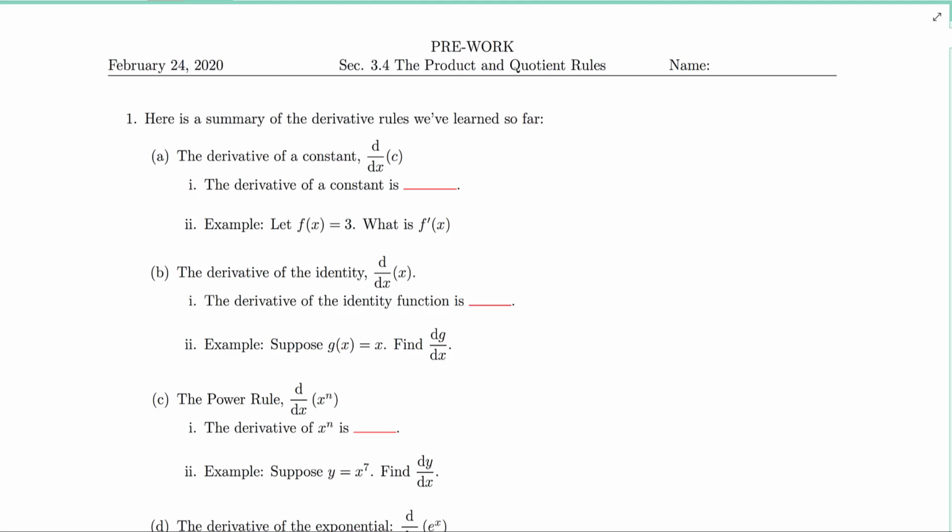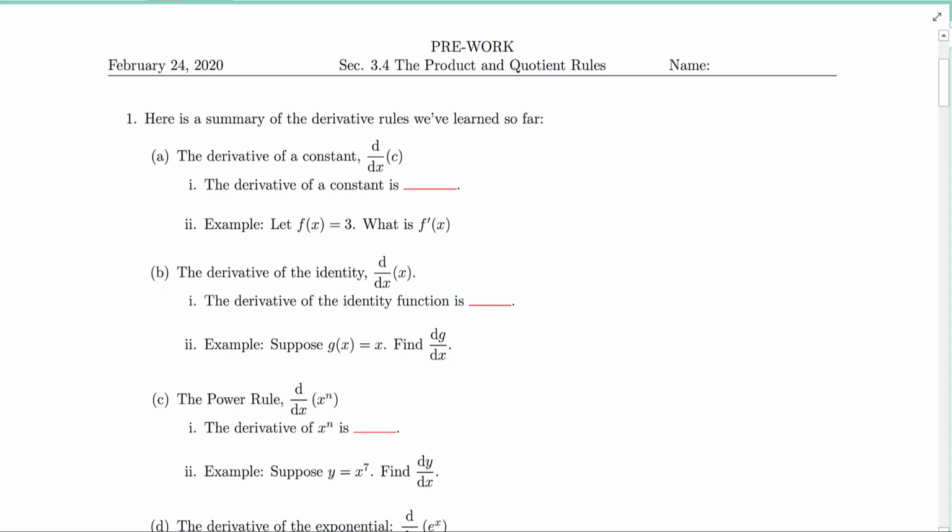Okay, folks, so we've learned a handful of shortcut derivative rules to use in lieu of the long limit definition of the derivative. Now we're going to look at two new rules, the product and quotient rule. The idea is that once we know the derivatives of smaller functions, we can find derivatives of their products, and we can find derivatives of their quotients. Let's go ahead and give this a shot.